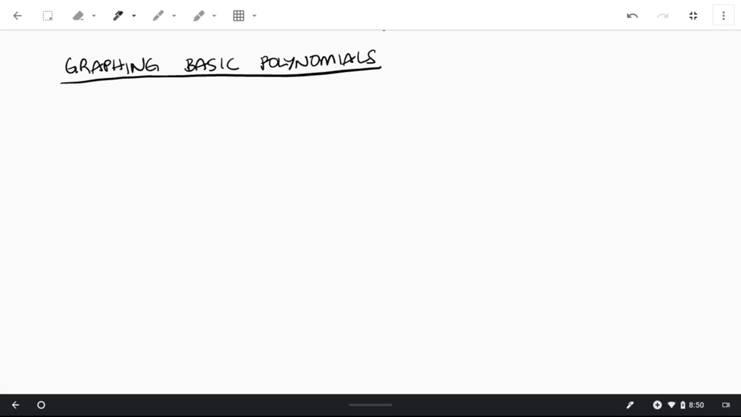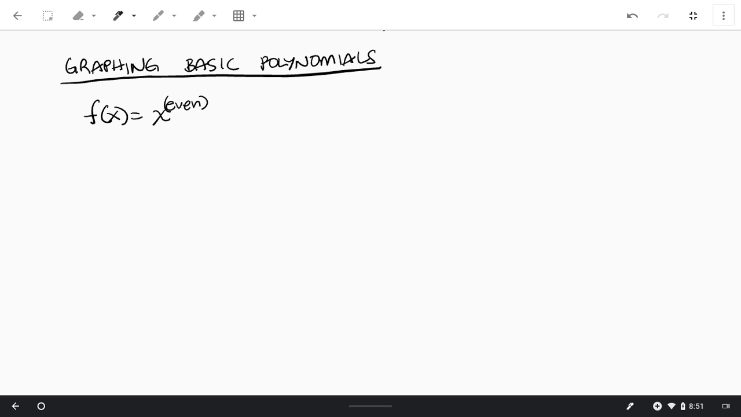Okay, so graphing basic polynomials. What we look at is we usually have even exponents, even degrees, and odd degrees. If we have just x, nothing added to it, nothing subtracted, nothing multiplied, and you have an even exponent, like x squared or x to the fourth or x to the sixth, this exponent is an even number.